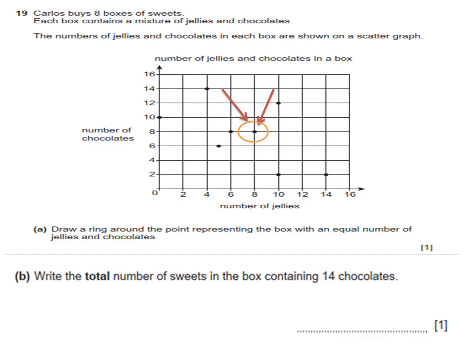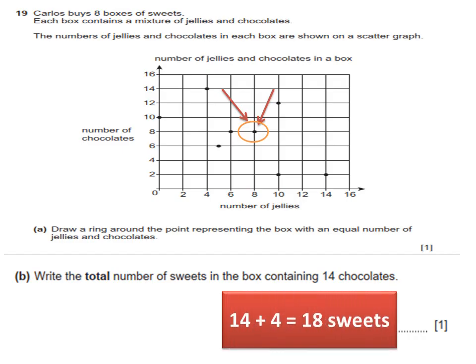Write the total number of sweets in the box containing 14 chocolates. What is 14 chocolates? It's there up, 14 plus 4, it will be 18 sweets, the total sweets in each box.